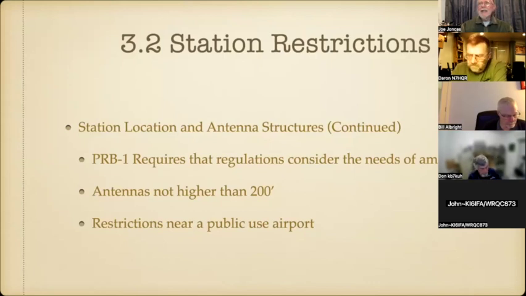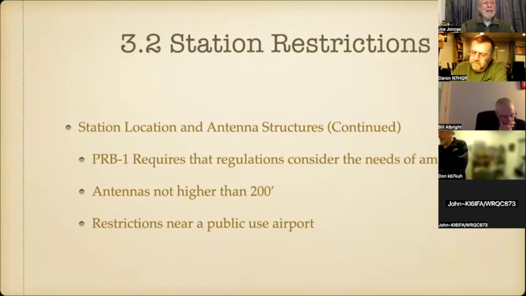Antennas, for amateur radio use, cannot normally be over 200 feet. But now, 200 feet is a very big tower. Pardon? 20 stories. Yeah. So most of us don't have to worry about that.